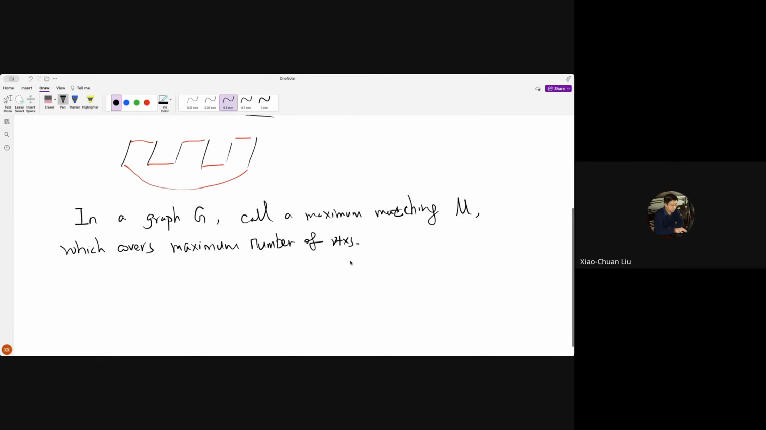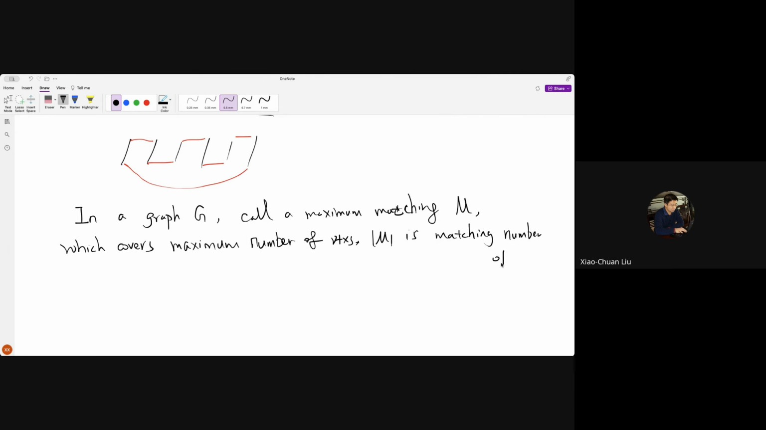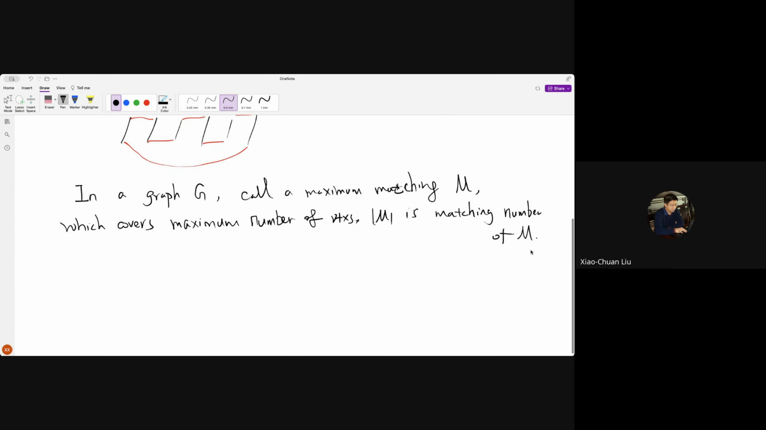Okay. So sometimes we are the size. If you have a maximum matching, then its size is called the matching number of M. Okay. So it's all natural.